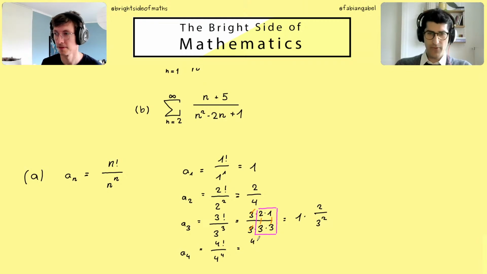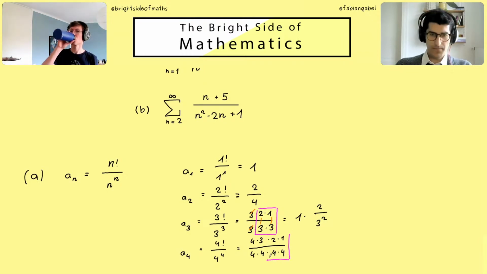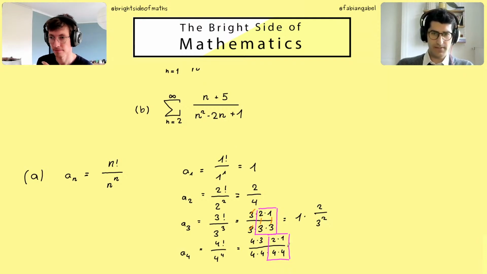So here we have 4 times 3 times 2 times 1, and 4 times 4 times 4 times 4. And if I mark the same section again, the last 2 factors in the numerator and the last 2 factors in the denominator, I see that the behavior here is once again the same. Yeah, looks very similar. We have a 2 over 4 to the 2.